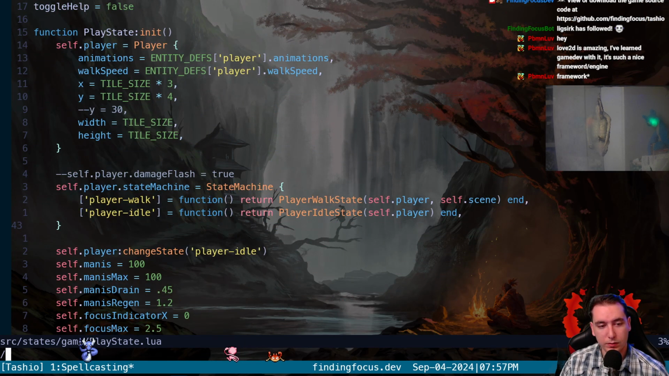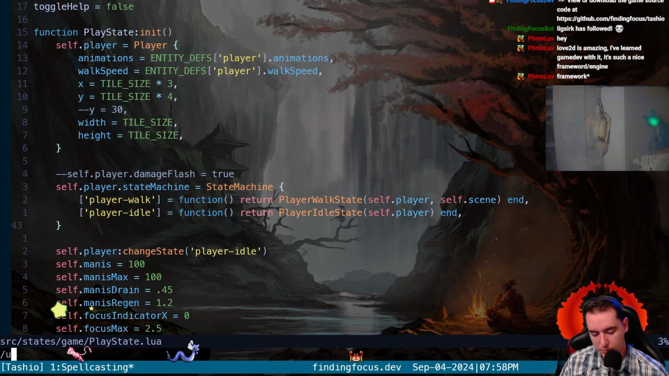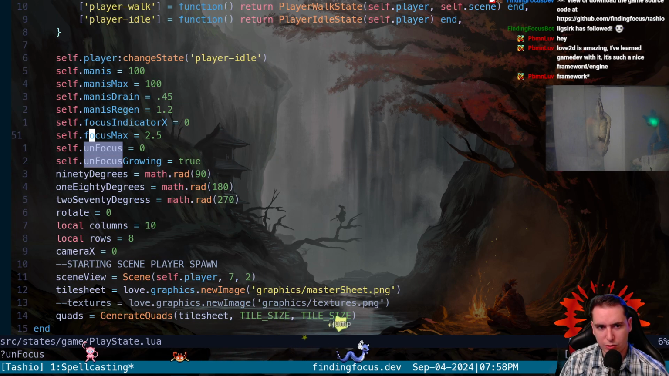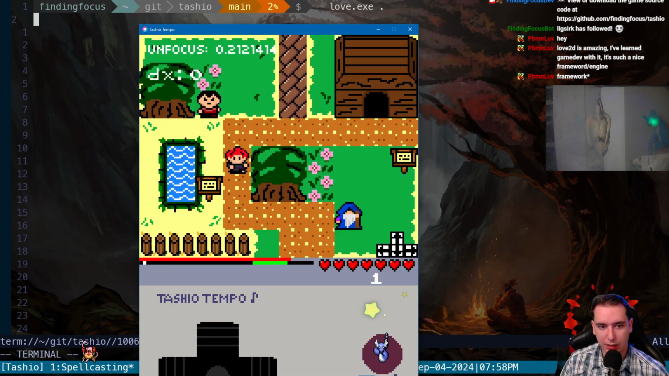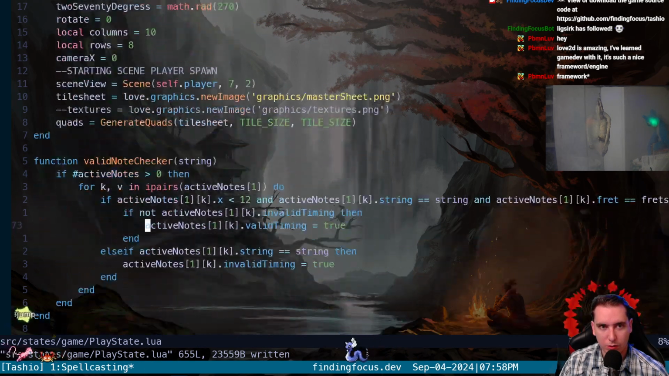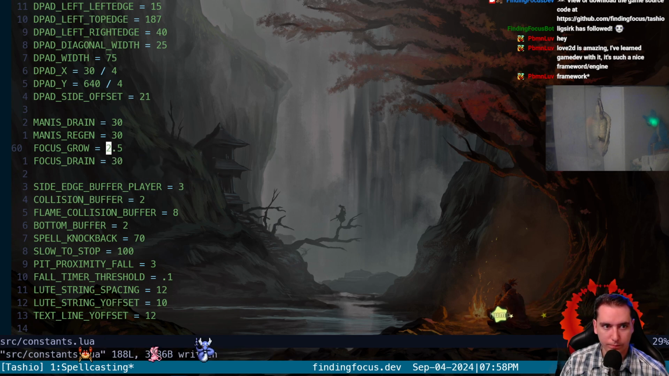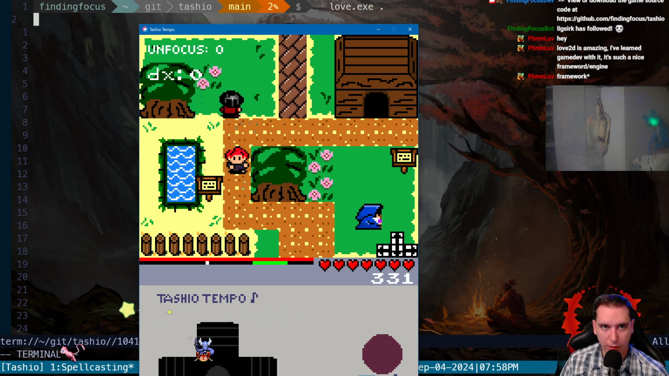What is it called? It's called unfocus? No. Focus max is 2.5. Let's change this to like 7 and just see if we can see the focus indicator going faster or slower. Unfocus is just growing too slow. So we need to modify our focus grow to be faster, or our unfocus. Focus grow or unfocus grow? It would be unfocus grow. Yeah, see, that's faster.